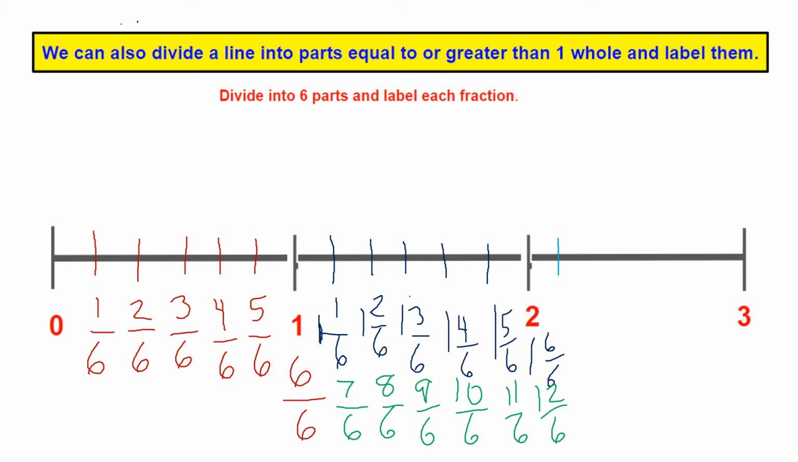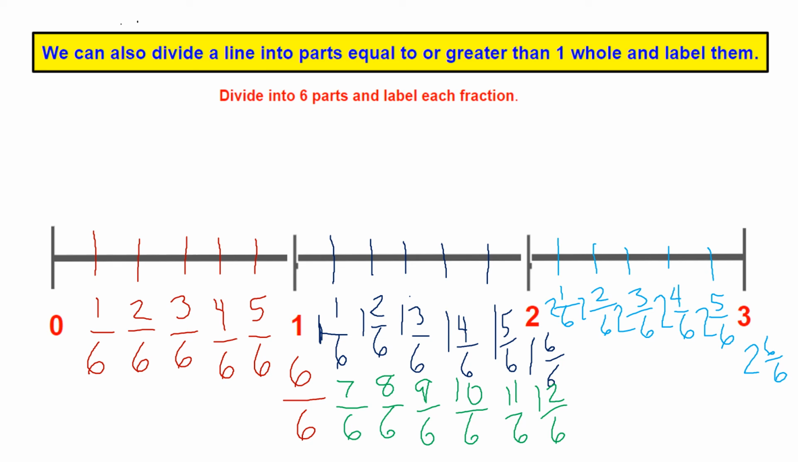We have, this is 1/6, and it's 2 and 1/6. Then we have 2/6, but it's really 2 and 2/6. All right, this one is 3/6, but it's really 2 and 3/6. This would be 4/6, but it's really 2 and 4/6. This would be 5/6, but it's 2 and 5/6. And this would be 2 and 6/6, which would make that extra whole right there.